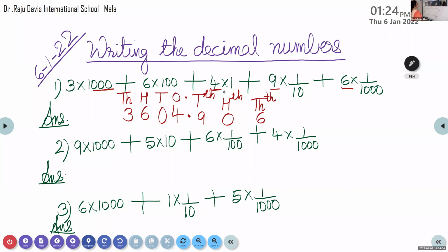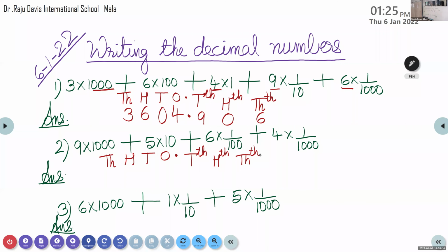Aditri, shall we do the second one? I'm going to write the places here: ones, tens, hundreds, thousands. It's not compulsory to write the places, but just for avoiding mistakes I told you to write the places.